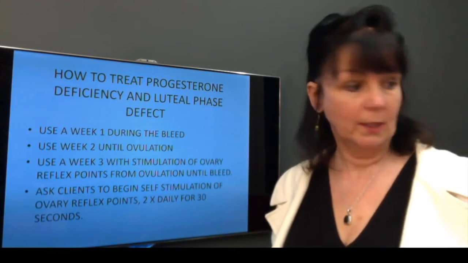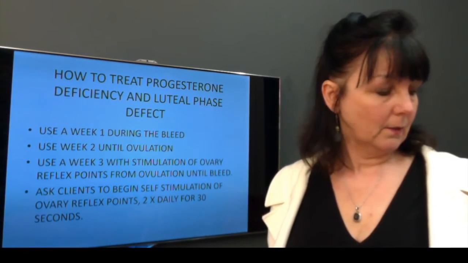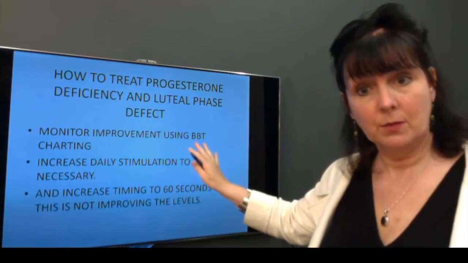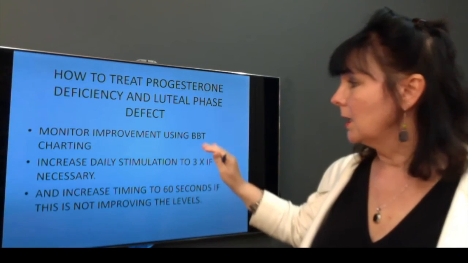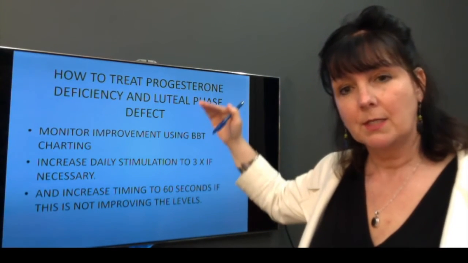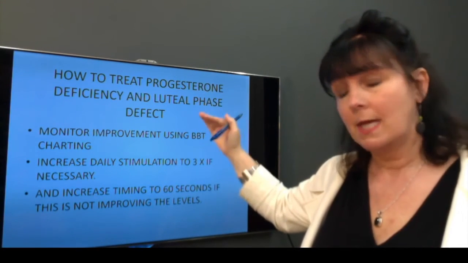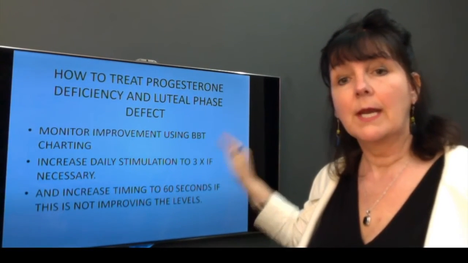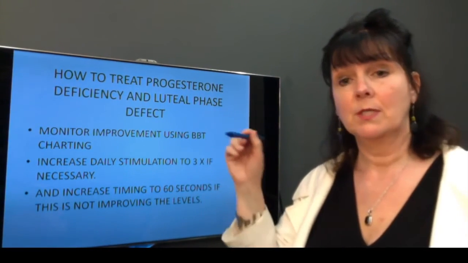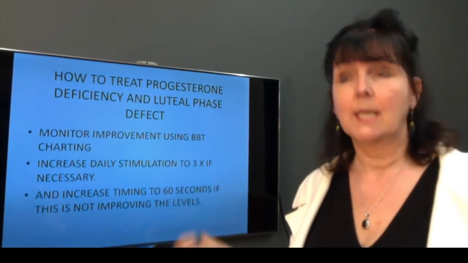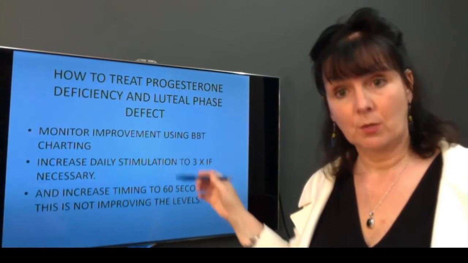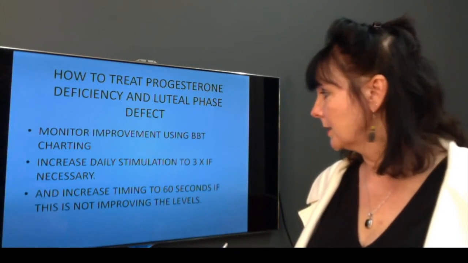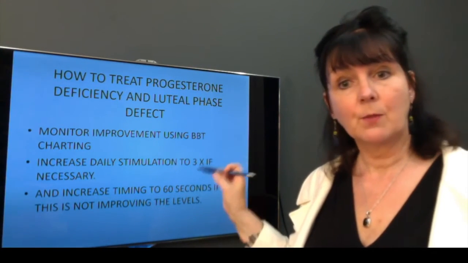So monitor using basal body temperature charting. If you can't see the temperatures rising enough or maintaining themselves, you can increase the level of stimulation. You can increase it to 4 or 5 times a day, and you can increase it to 60 or 90 seconds. It will very much depend upon what you can see in the charts. But you need to use the charts really to monitor progress.